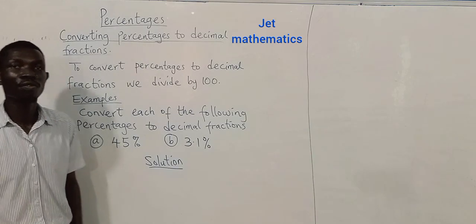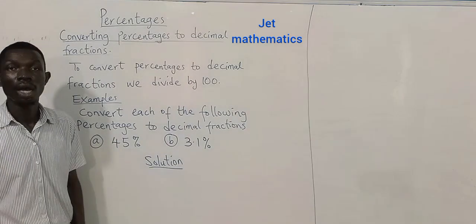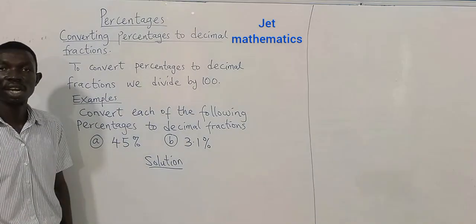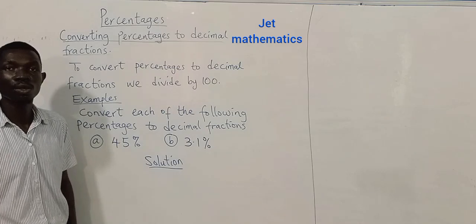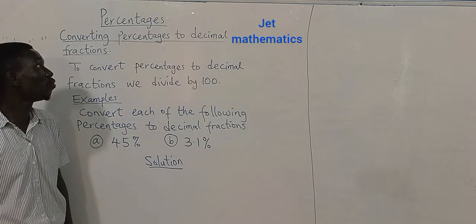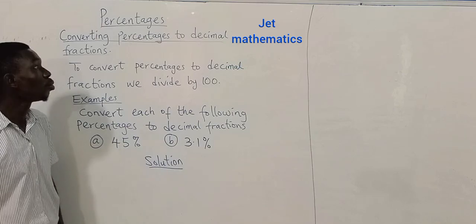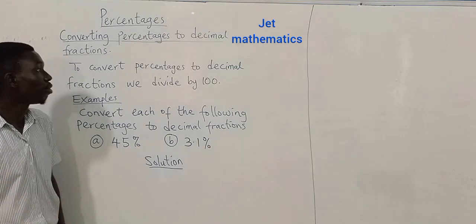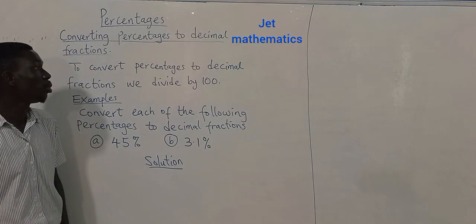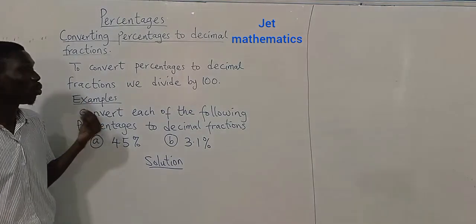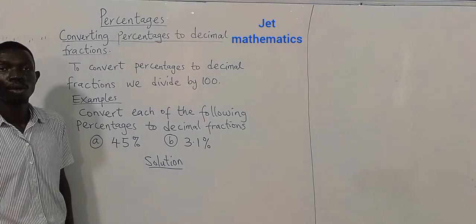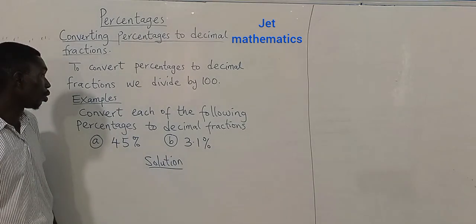We are still on the series of videos on percentages, and today we'll be looking at converting percentages to decimal fractions. In our last video, we looked at converting percentages to vulgar fractions, but today we're converting them to decimal fractions. To convert percentages to decimal fractions, all we need to do is divide the percentage by 100, and then we are done.